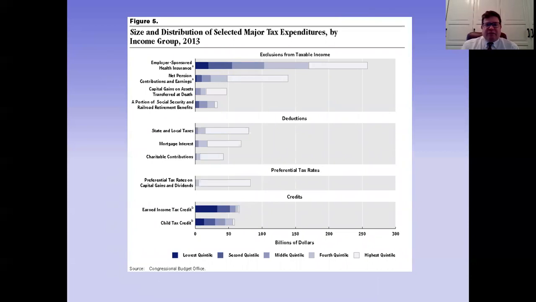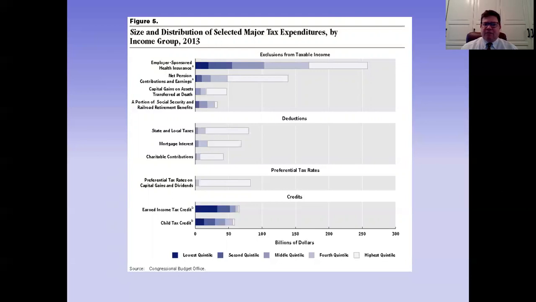Now, I'm sorry about this. I've tried to find an updated source of information for this on who benefits from these selected major tax expenditures, but I haven't been able to find one. So this is a bit dated. It's about 7 years or so old, but my guess is that this hasn't changed too much. So health insurance exclusions benefit those people who are generally at the upper end of the income because you're more likely to have health benefits the more money that you make. So that benefits people at the upper end.